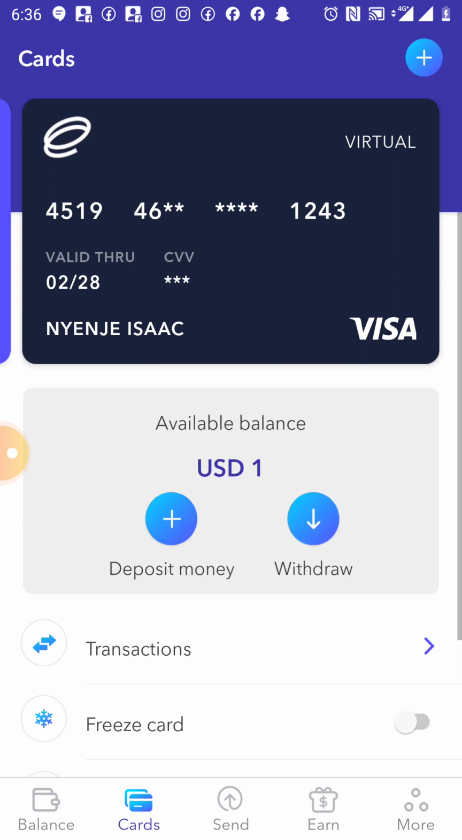The rest is confidential. What you need about this card is the card name, the validity of the card, the CVV, and the card number. Those are the most important things that you are going to be using to connect to PayPal, and at the end of the day, any other platform that you are carrying out transactions with.